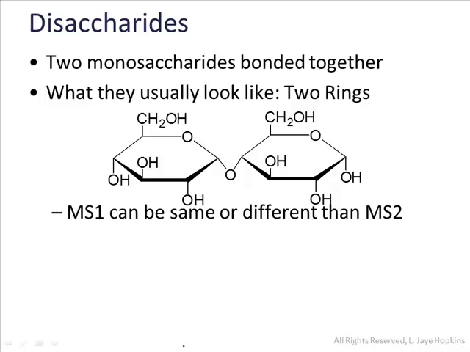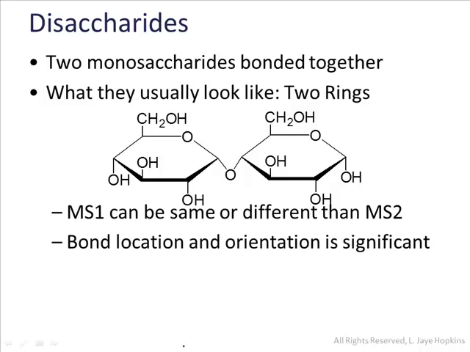Some disaccharides have two identical monosaccharides bonded together. For example, this particular structure happens to be two monosaccharides of D-glucose that are bonded together. But there are many examples of disaccharides where the individual monosaccharides are different. For example, as we'll see in a few minutes, lactose is an example of a disaccharide that's comprised of D-galactose and D-glucose.